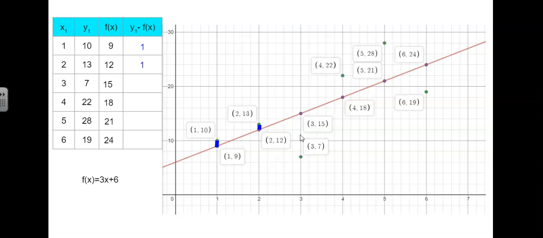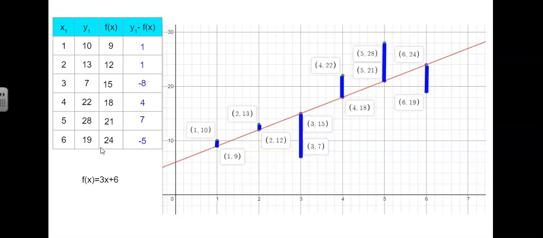My third point is below the line, 8 units. 7 minus 15 was negative 8. Here I'm above the line, 4 points above the line. I'll measure this distance, which is 7 units above the line. And here I am 5 units below the line.